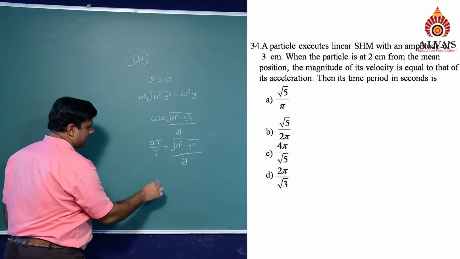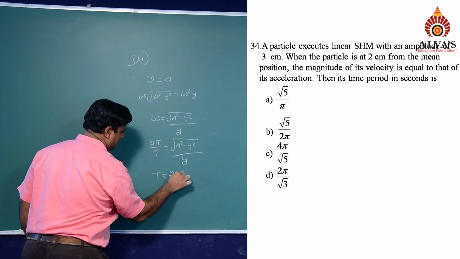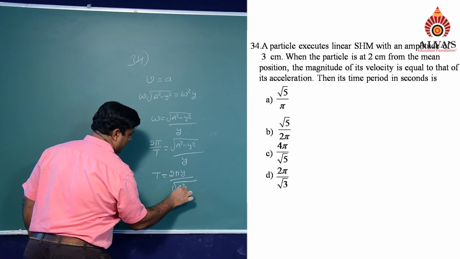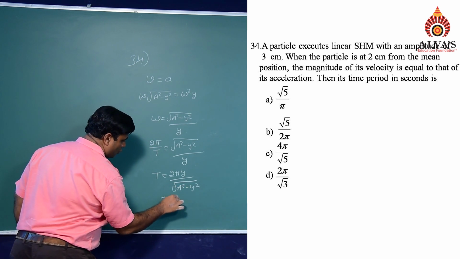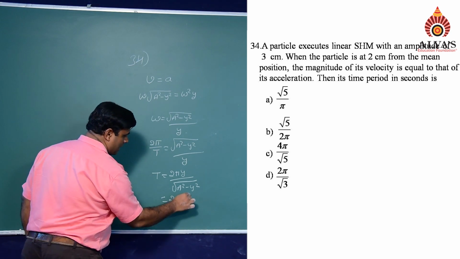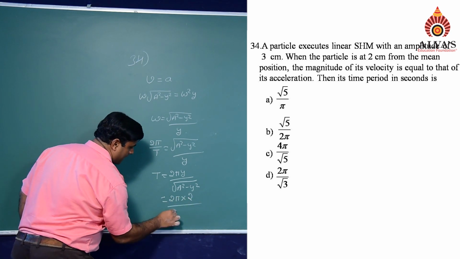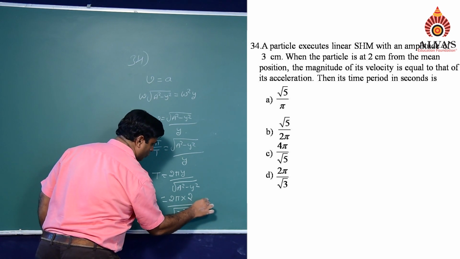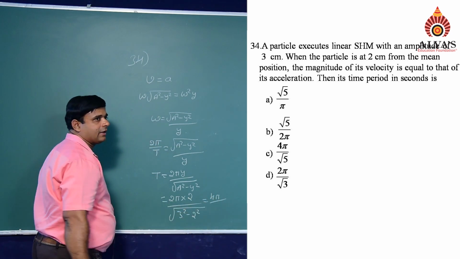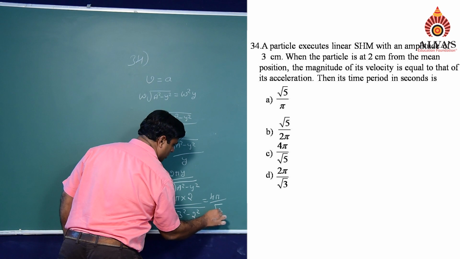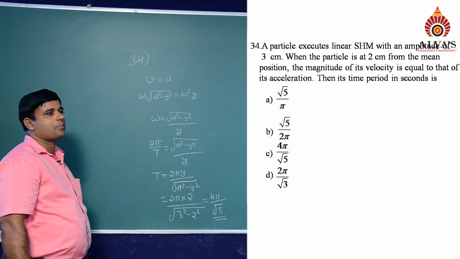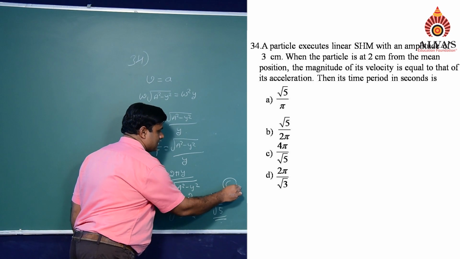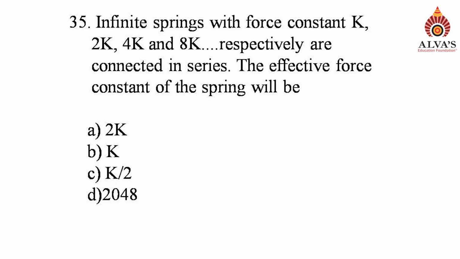You have to calculate the time period, which is 2 pi into Y by root of A square minus Y square. 2 pi into displacement, which is 2 centimeter, amplitude is 3 centimeter, which gives rise to 4 pi divided by root 5. So, the answer should be 4 pi by root 5. C is the answer.